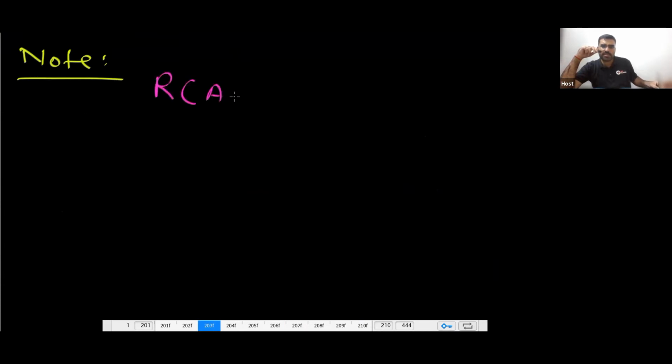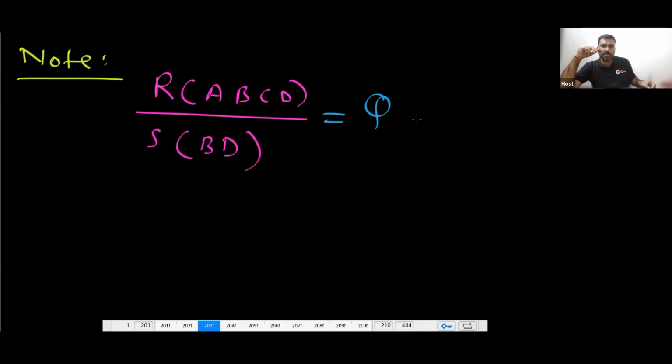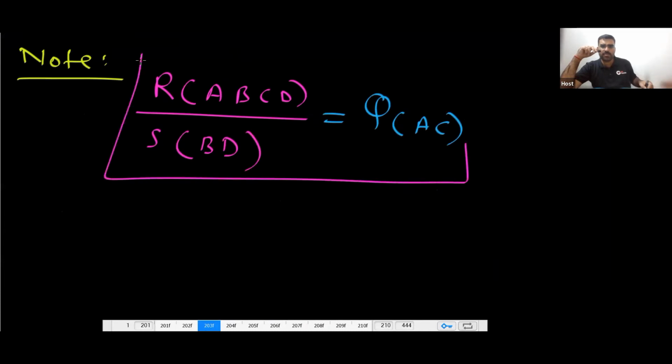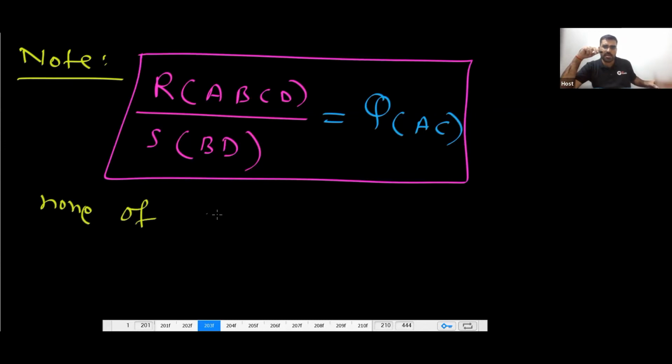If you have something like this, for example, if you have A, B, C, D here, and in S, let's assume you have B, D, then what will be the schema of R? What will be the schema of Q? That will be AC. So how can they be the same? None of them are the same. Yes or no? So definitely you can notice none of them can be the same. None of R, S, Q can be the same.